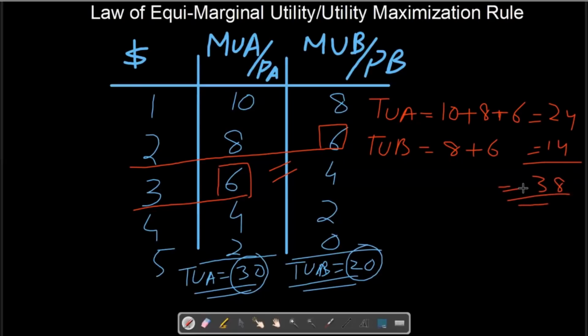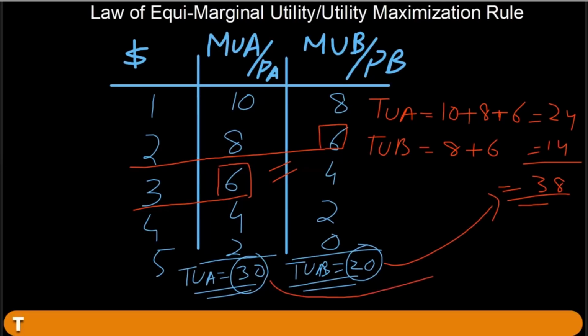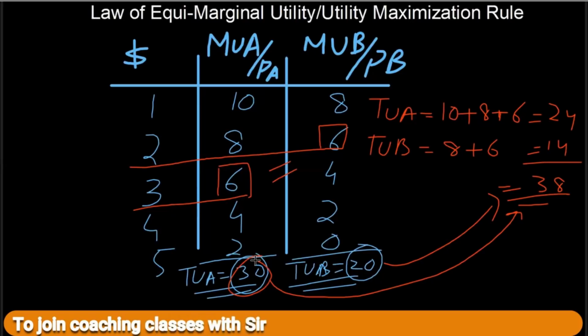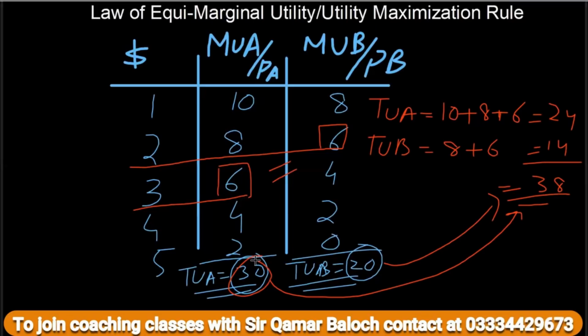So 38 is definitely greater than the individual utility of product B, that is 20 units, and the individual utility of A as well, which is 30 units. And there is no other way to maximize utility or to get utility of more than 38 units. Suppose the consumer spends $4 on product A, just to verify whether there is any other combination to get satisfaction of more than 38.